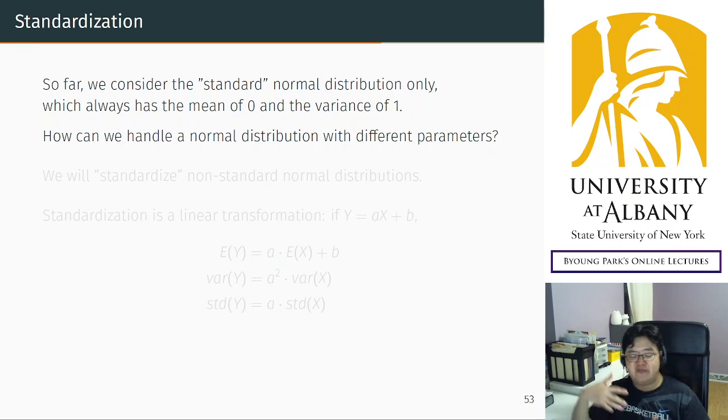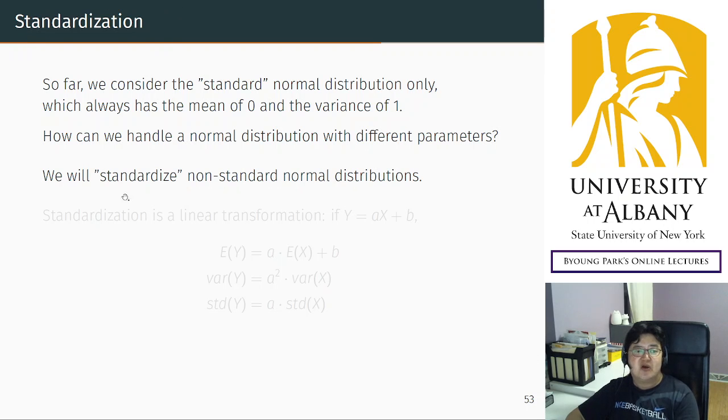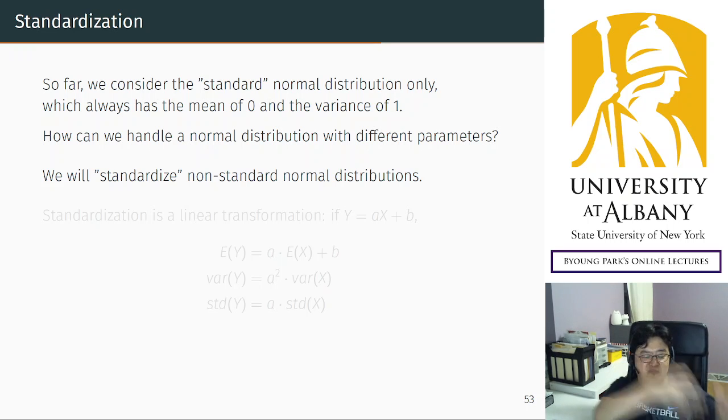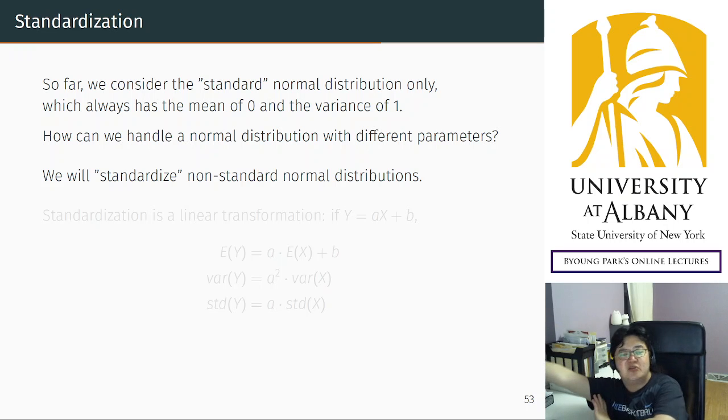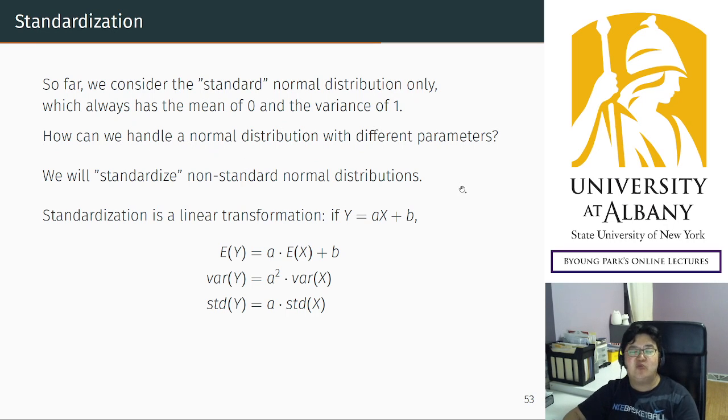If you have a different mean and a different variance, how can we calculate the probability, or how can we calculate the percentile? We are going to study the process of standardization. Those non-standard normal distributions will be standardized and fit into the standard normal distribution. So from the standard normal distribution, any normal distribution can be calculated. And what we need in that process is this result.